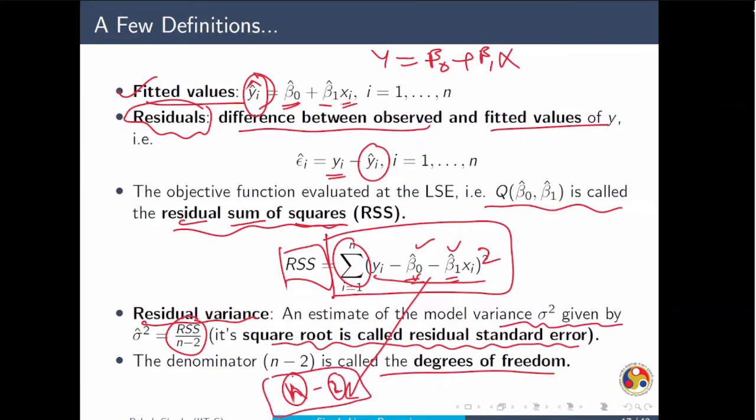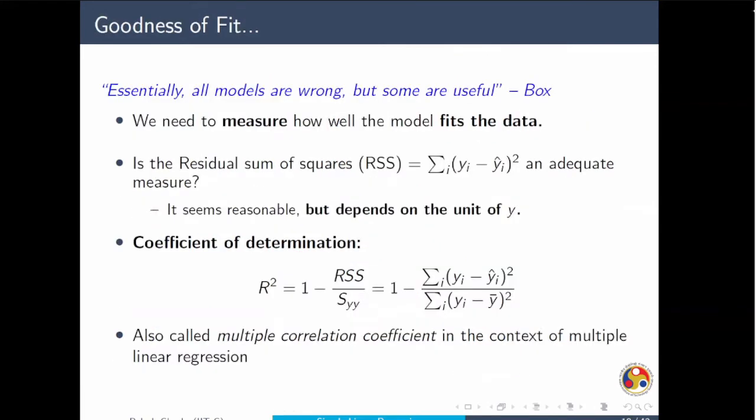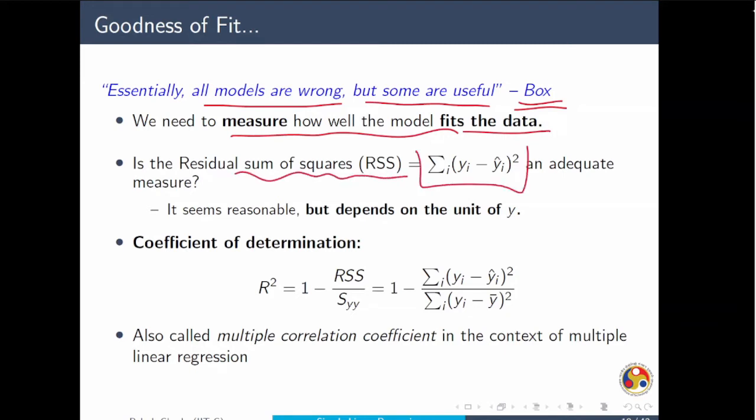Okay, so now this is by Box, one of the famous statisticians. Essentially, all models are wrong, but some are useful. So we are trying to find some of the useful models out of all the wrong models. So we also need to measure how well the model fits the data. Okay, and in this context, we'll use the residual sum of square or RSS, and whether this is an adequate measure or not, we have to check.